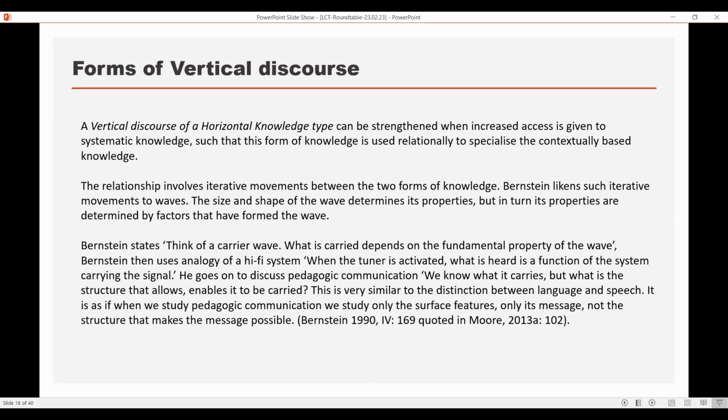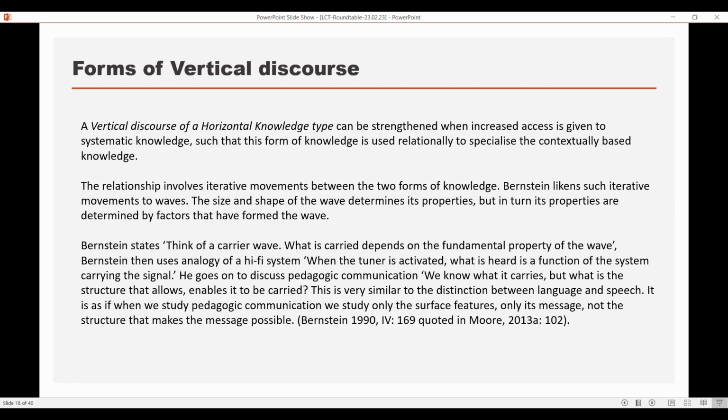So again, these types of discourse are not fixed, they're not there forever. There can be different forms of vertical discourse, but a pure horizontal discourse, just isolated in the time and the moment, is very different to a vertical discourse of a horizontal knowledge type. That involves this iterative moment between context and concept. And Bernstein referred to the notion of waves. The size and the shape of the wave determines the properties.